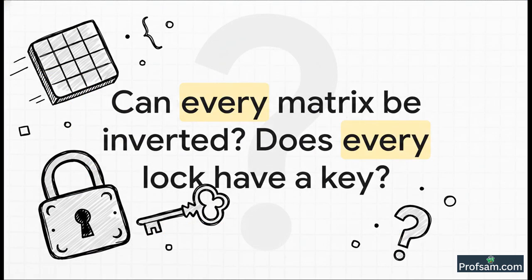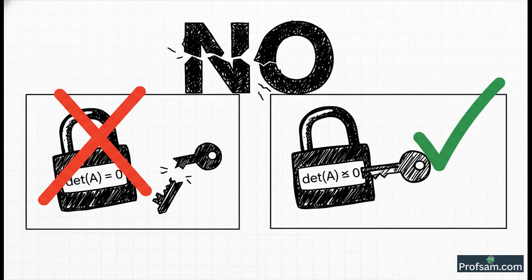This brings up a really important question. Can every single matrix actually be inverted? I mean, does every lock have a key? What do you think? The answer is a clear and simple no. And this is probably the single most important rule to remember from this entire topic. A matrix has an inverse, we say it's invertible, only if its determinant is not equal to 0. If the determinant is 0, sorry, the lock has no key.